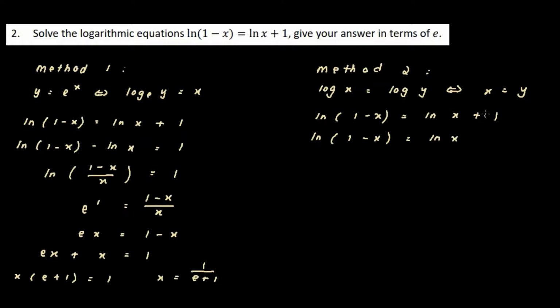Okay, so what is equal to 1? It's like log to the base of e, correct? So we can always write it as log e. So it's the same thing. So ln of 1 minus x equals ln x plus ln e.